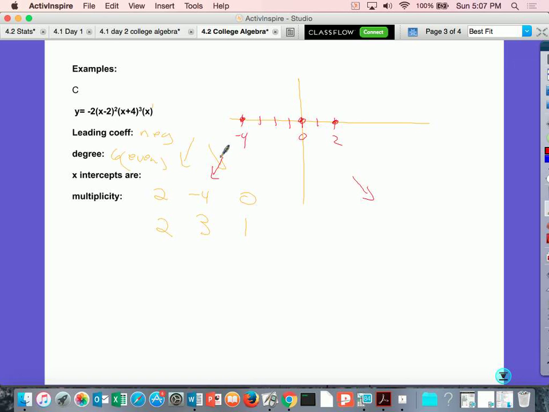So at -4, it's going to go through. At 0, it's going to go through. Now, the only way for it to touch this and to finish down here is for it to be tangent, which it is.